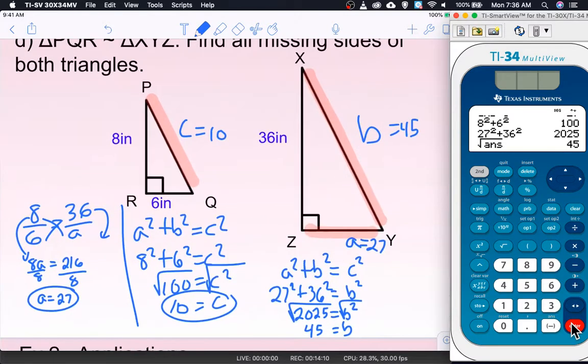And there we have it. We found each of our missing sides. This was side 10, this was 45, this was 27, and to be a good role model, let's throw in our units, inches.